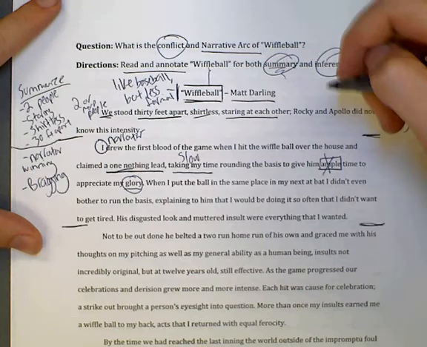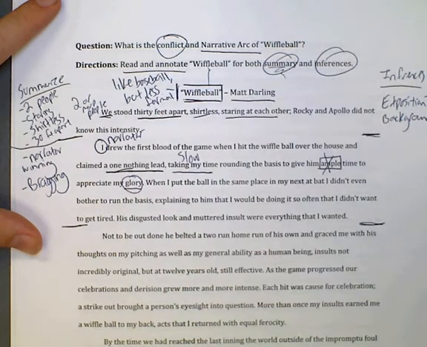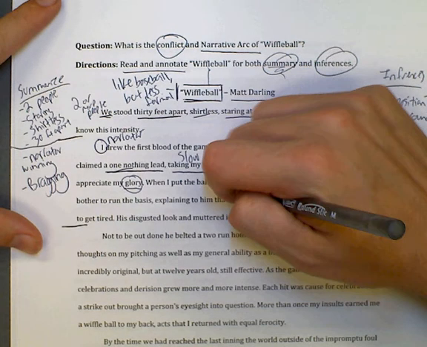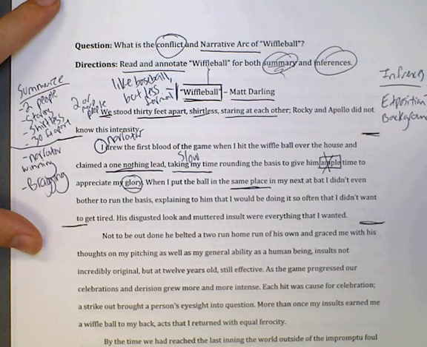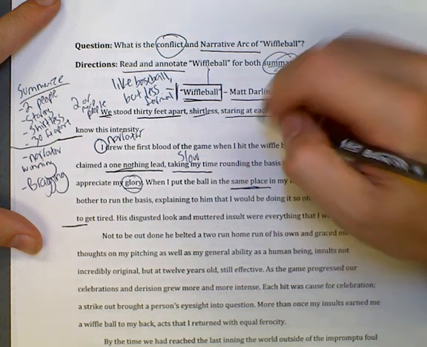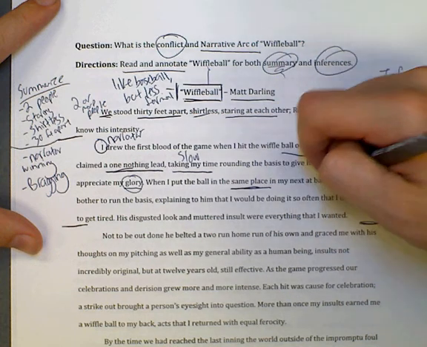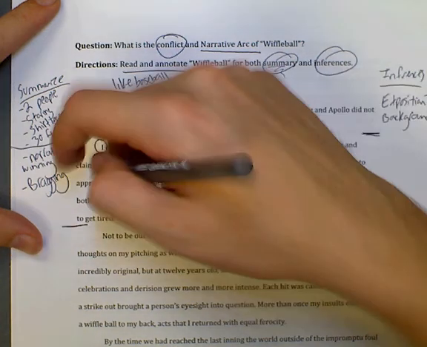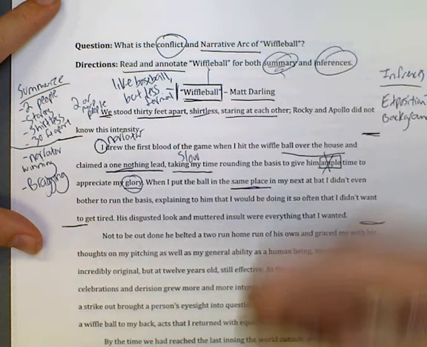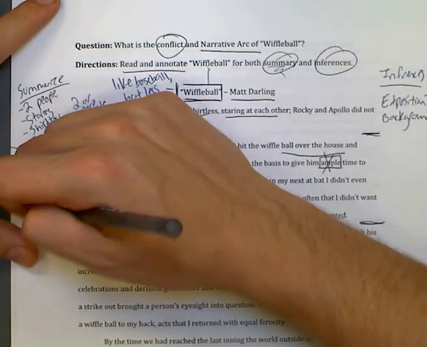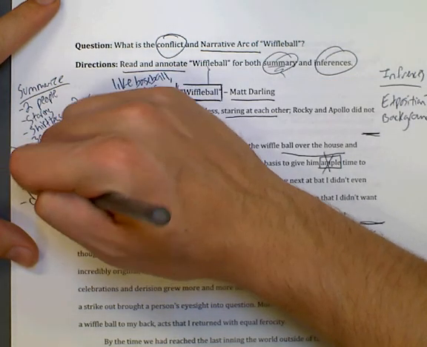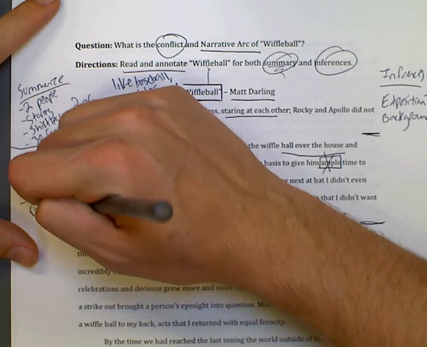But I'll keep going. The next sentence says, when I put the ball in the same place in my next at-bat, I didn't even bother to run the bases, explaining to him that I would be doing it so often that I didn't want to get tired. All right, so he's hit the ball into the same place, which was over the house. But this time, he doesn't even bother to run the bases. So now he's scored another run, but he doesn't even run. Bragging. Doesn't run bases.